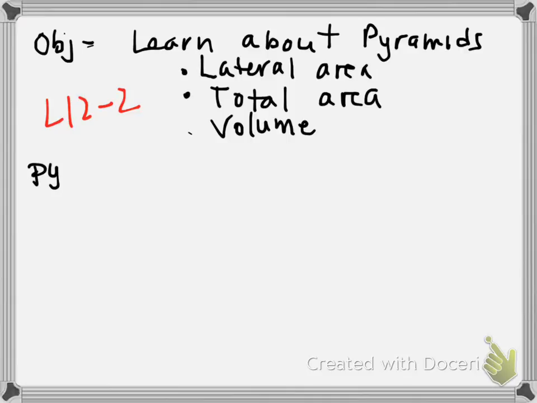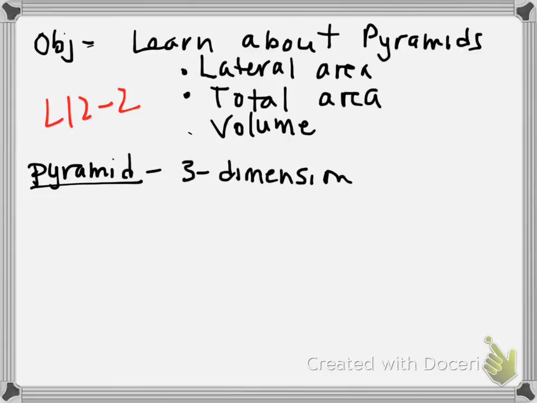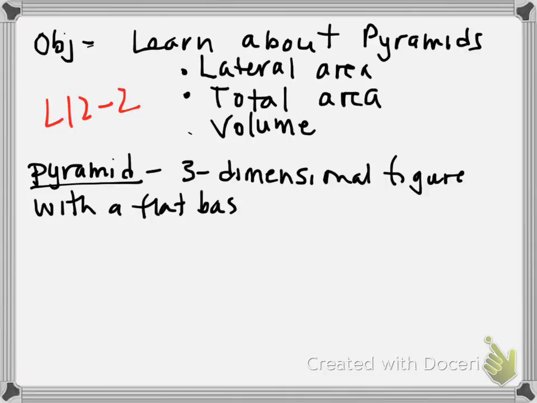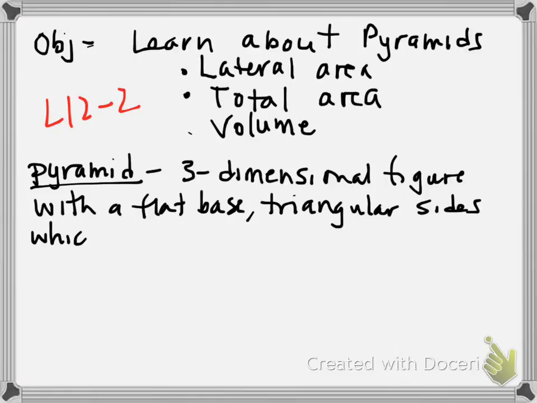What on earth is a pyramid? So a pyramid is a three-dimensional figure with a flat base and triangular sides which intersect in a vertex.